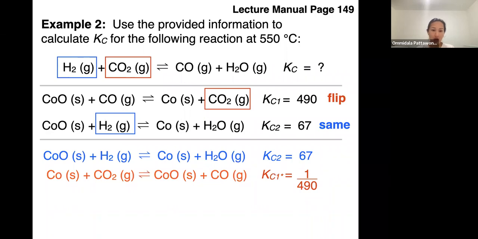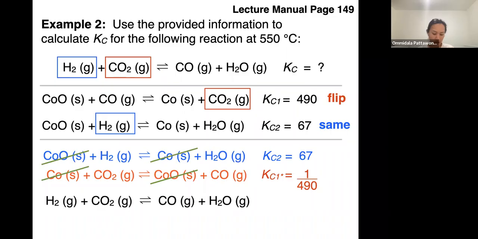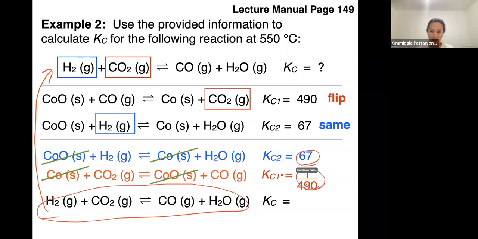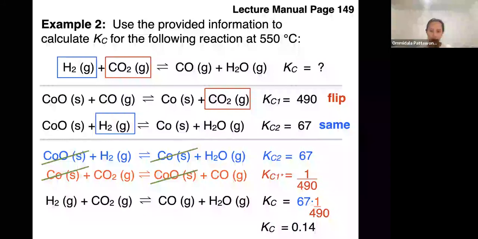Now add these two together, because you need to add these two together. If you add these two together, you are able to cancel the cobalt oxide and then the cobalt solid. If you add this together, you are going to get exactly what we want, which is this desired product right here. Remember, according to the rule that we saw, when you add the reactions, you multiply the Kc together. So the Kc of this equation right here is going to come from the multiplication of these two Kc. Because you add them together, you multiply them. So the Kc would come out equal to 0.14.